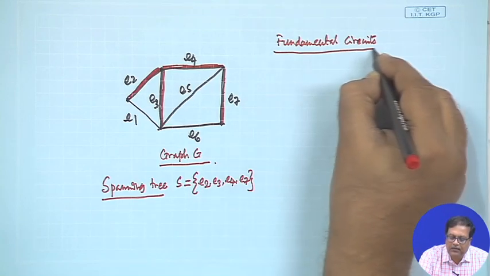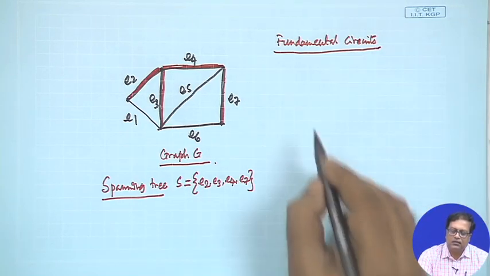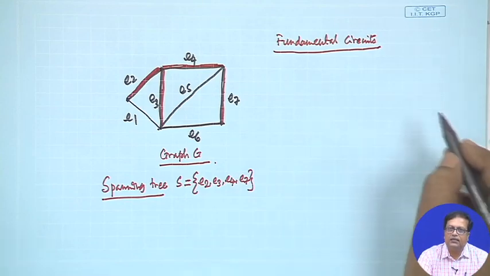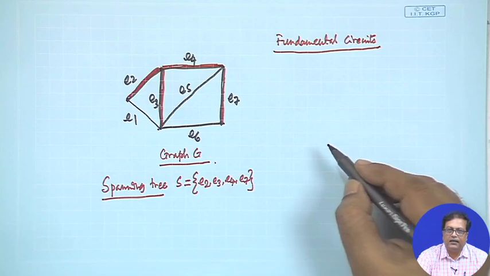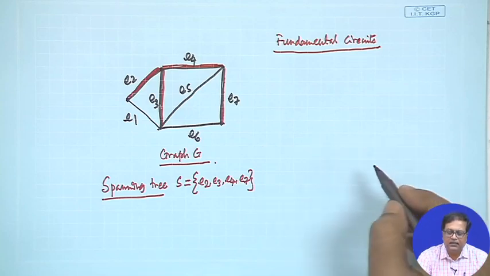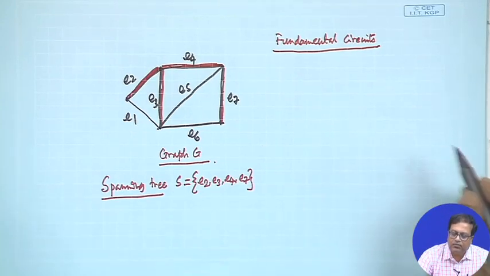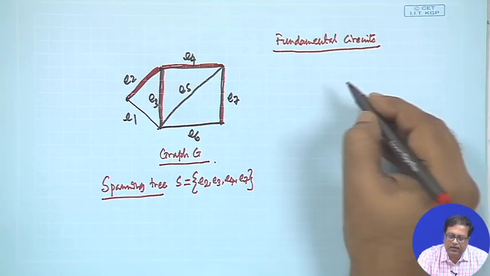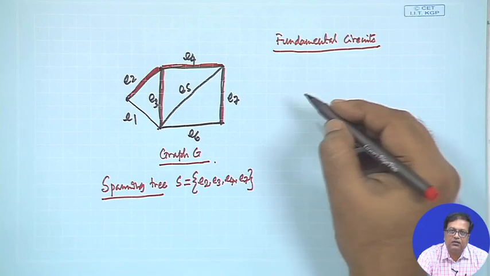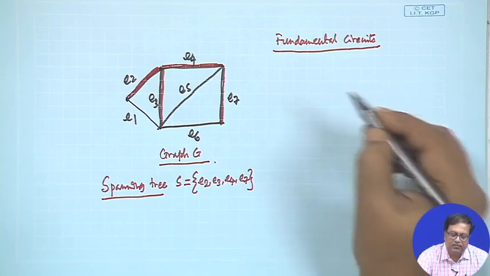We can have a matrix also, with the circuits on one side and the edges on the other side, and we can put 0 if the edge is not taken, 1 if the edge is taken. So, we can show the fundamental circuits in the form of a matrix, and that matrix is called the fundamental circuit matrix.